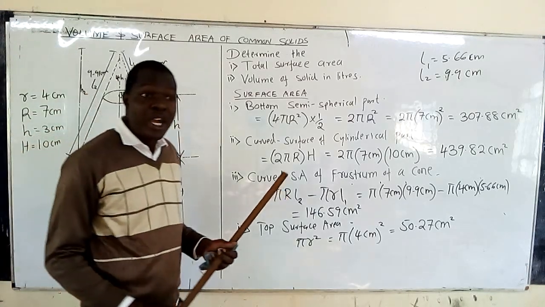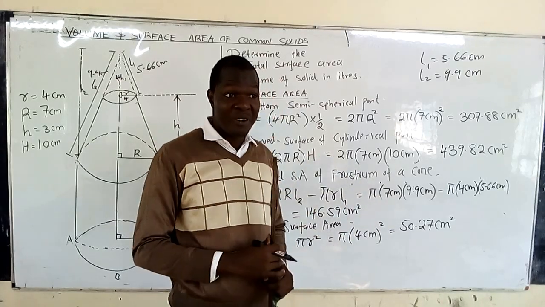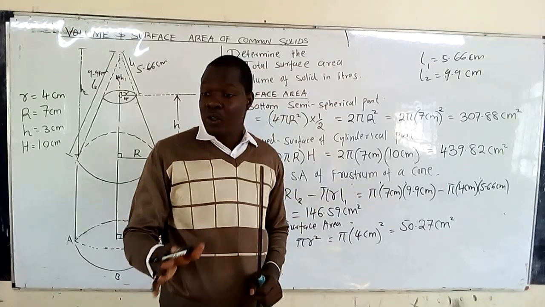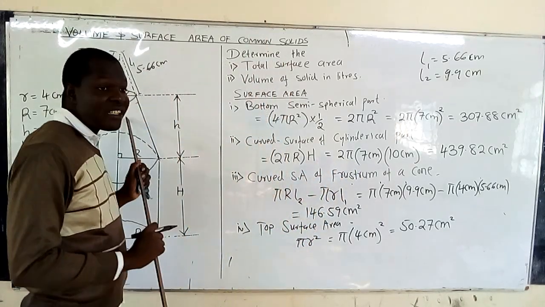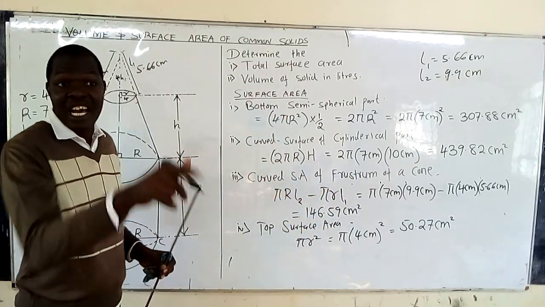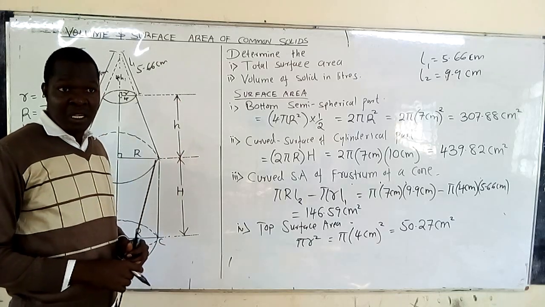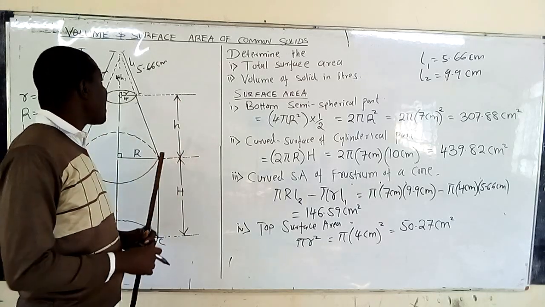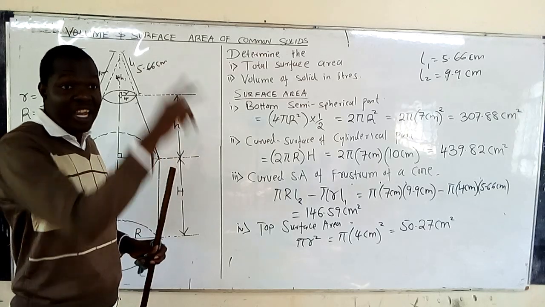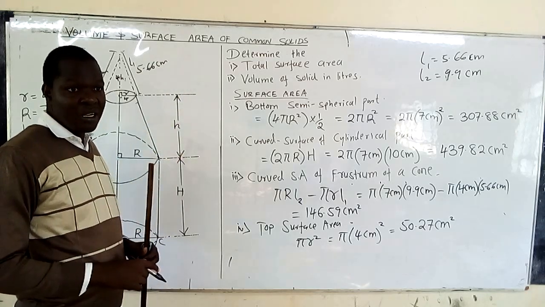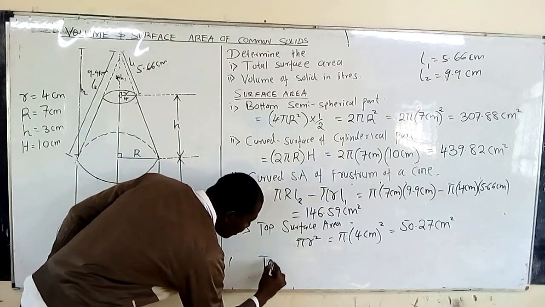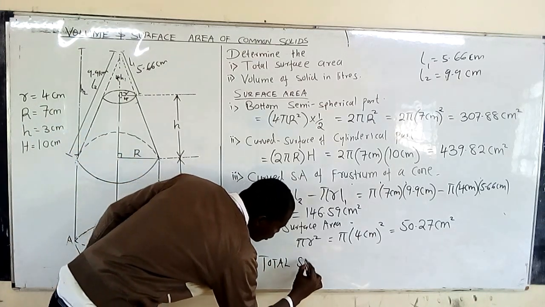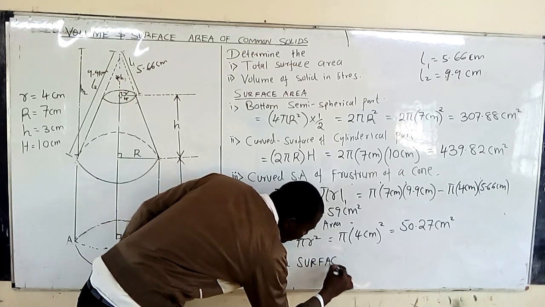So you can see how to handle any problem when you meet such kind of problems in the future, isn't it? You have to handle each and every part independently. And when you have a case of a frustum, you must use the scale factor to determine those lengths, isn't it? Are we together? Because it is a right frustum, meaning the slant edges are the same, isn't it? Now, what is the total surface area?